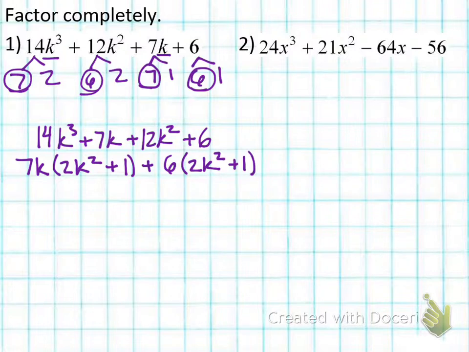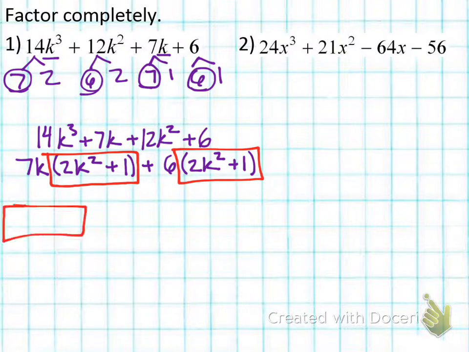And hey, look at that. In parentheses, those are the same thing. So now I'm thinking I can actually factor this further because really I have another common factor in these terms. Okay, so I think of this as 7 times k times something plus 6 times that same thing. So since that red box part, the part that's in parentheses, is exactly the same and it's in both terms, I can factor it out. Just like I did in this step with the 7k, how I factored 7k out of the first two terms, now I'm going to factor out 2k squared plus 1 from both of these terms.